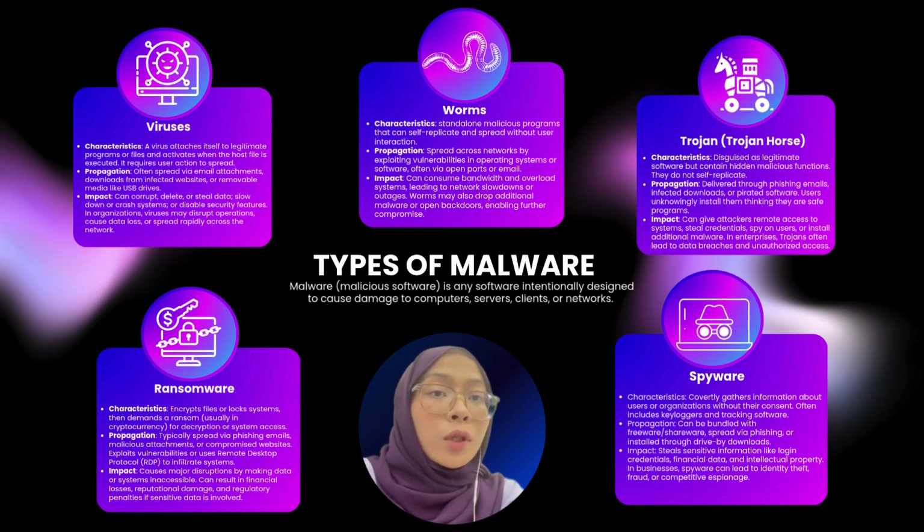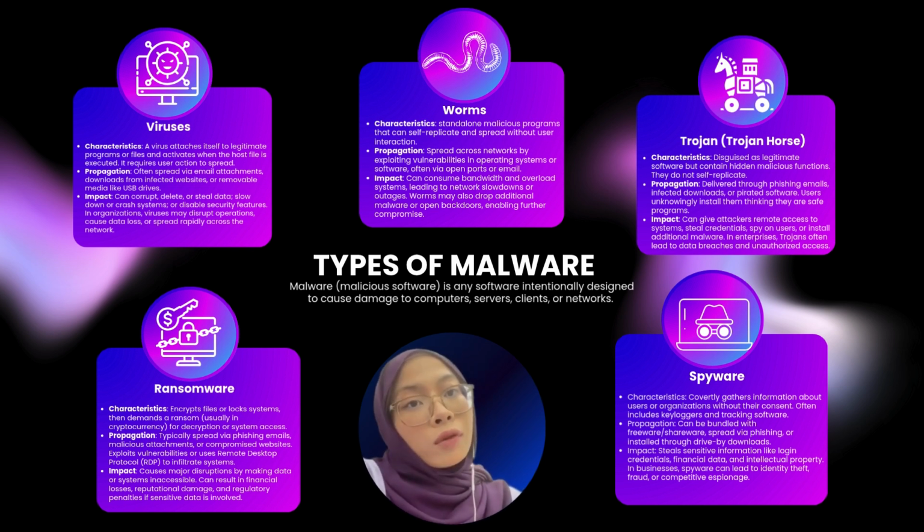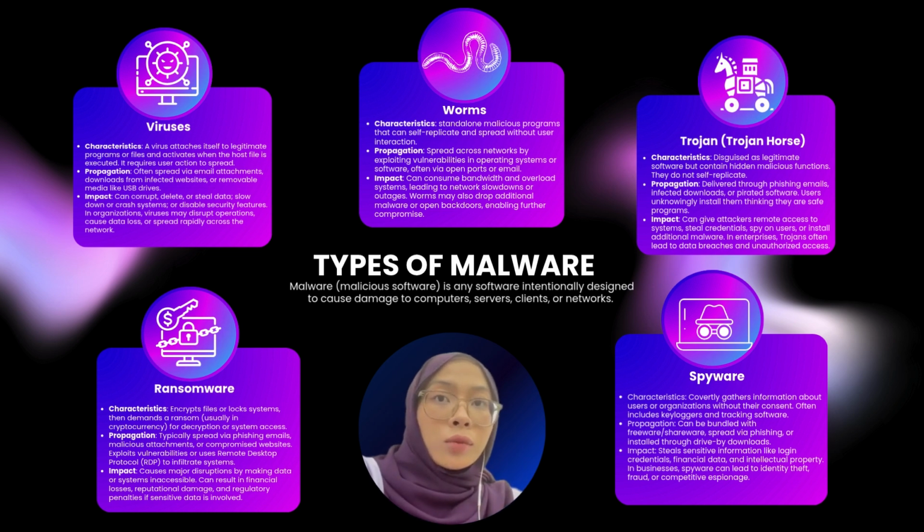We start off with types of malware. The first malware is ransomware. The characteristic is that it encrypts files or locks the system, then demands a ransom, usually in cryptocurrency, for the decryption from the company that was affected. It typically spreads via phishing emails, malicious attachments, or compromised websites. Ransomware can cause major disruptions by making data or systems inaccessible.